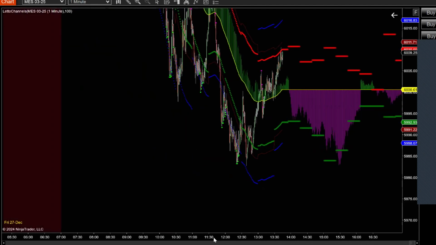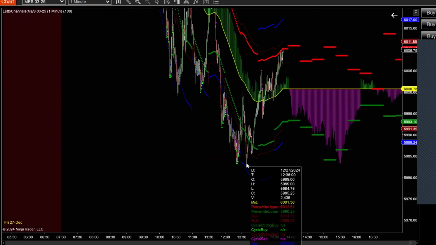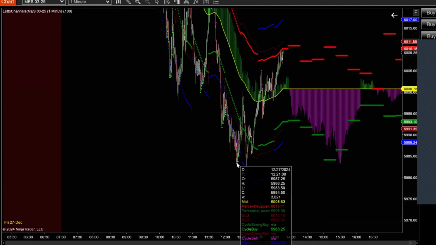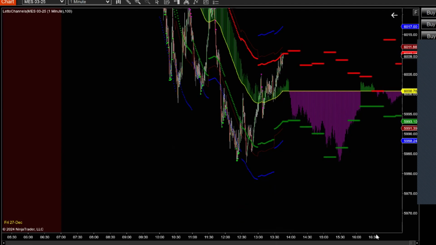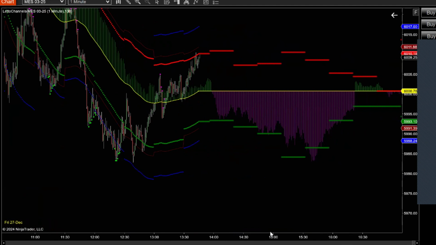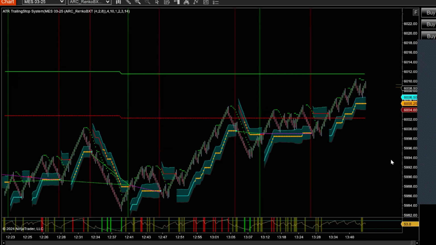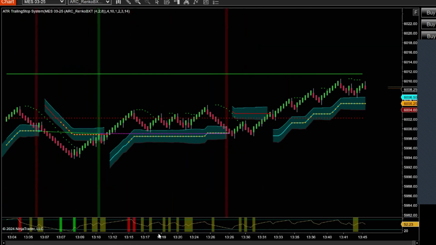So the bottom of the day is down here at the 59.83 level. Santa didn't show up on the 27th of December. Well, we just had a move up into a double top of sorts.